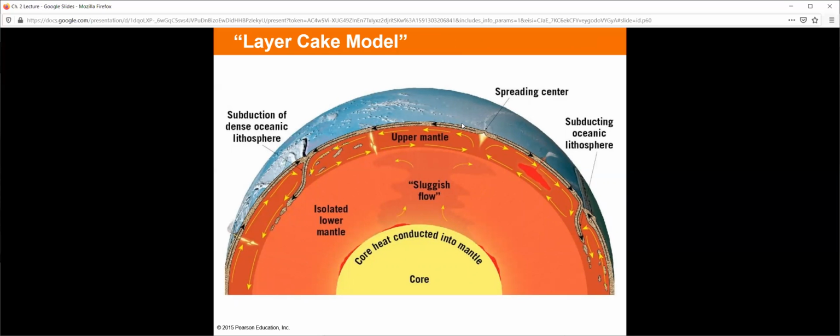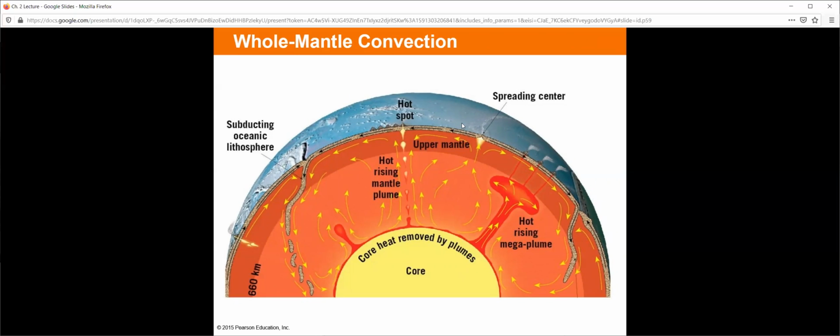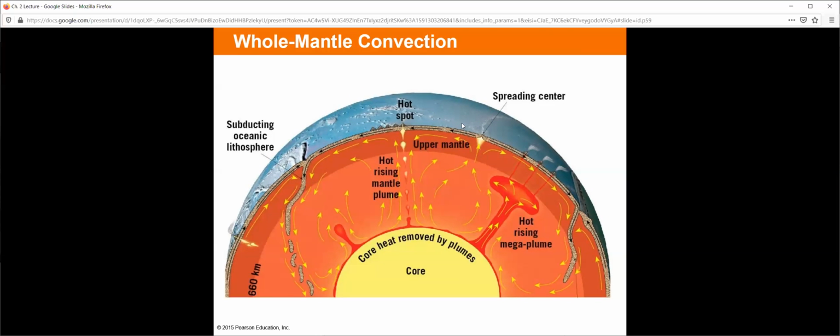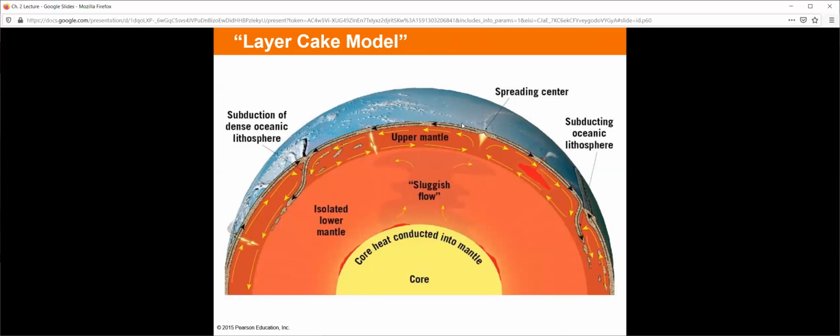Layer cake model: not really as common. I think most people prefer whole mantle convection, but essentially instead of the whole mantle floating around, just the top flows around.